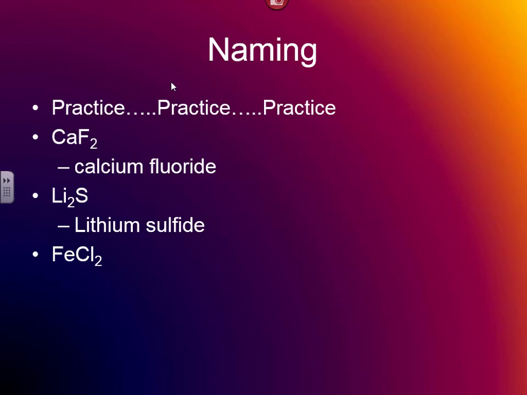What's different about this next one? It's a transition metal, so we're going to have to do a little bit more work on this one. We still name the cation. What is the transition metal? Iron. We're still going to name the anion at the end. That'll be chloride. And we need a Roman numeral in the middle.